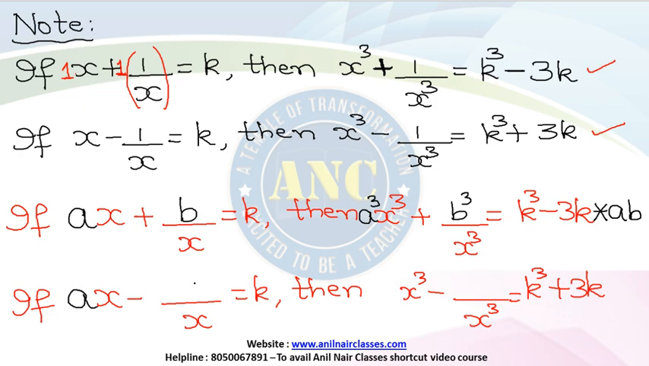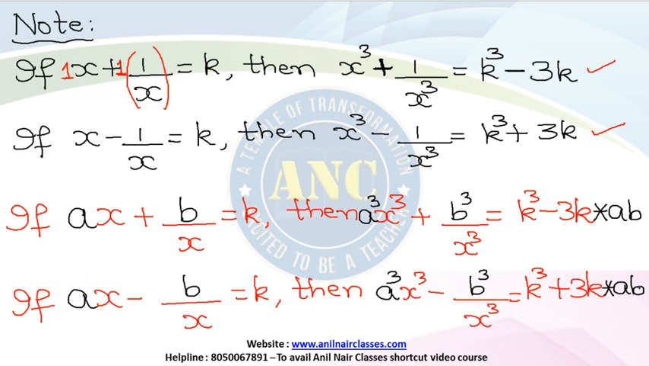If ax minus b by x is equal to k, then a cube x cube minus b cube divided by x cube is equal to k cube plus 3k, but I should multiply by the coefficient of x, that is a, and the coefficient of 1 by x, that is b. This is the only difference we have introduced from our previous learning to this new learning, and we will see how well the problems can be solved. In fact, this kind of problem we have already solved, but we solved it for power 1 or power 2.